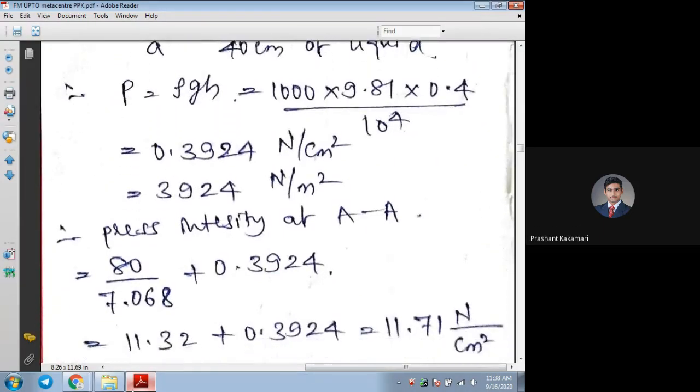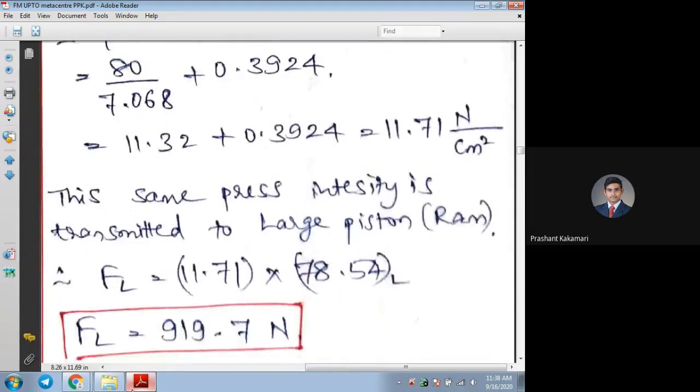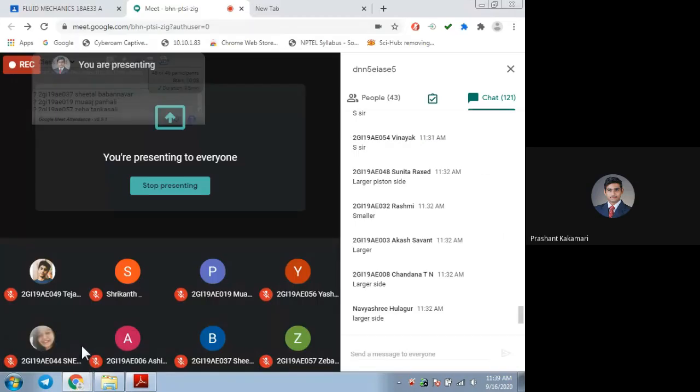Here also you can see, for that change in movement of the smaller piston, what is the force acting? 80. And the force available on the larger piston is 919. So if you apply 919 Newton of force on the larger piston, the smaller piston can get the small force of 80 Newtons. Are you getting the problem? Where Pascal's law is applied, where the hydrostatic law is applied.